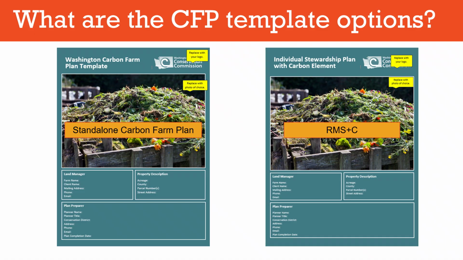As you may know, there are two carbon farm plan template options available to planners. On the left-hand side, we see the standalone carbon farm plan, and on the right-hand side, we see the resource management system plan with carbon element. I would encourage you to watch our other video for more information about these, or to take a moment to look at each template and see which fits your needs better. These templates are intended as guides for planners. You're encouraged to add or remove sections depending on the farmer's goals and context.